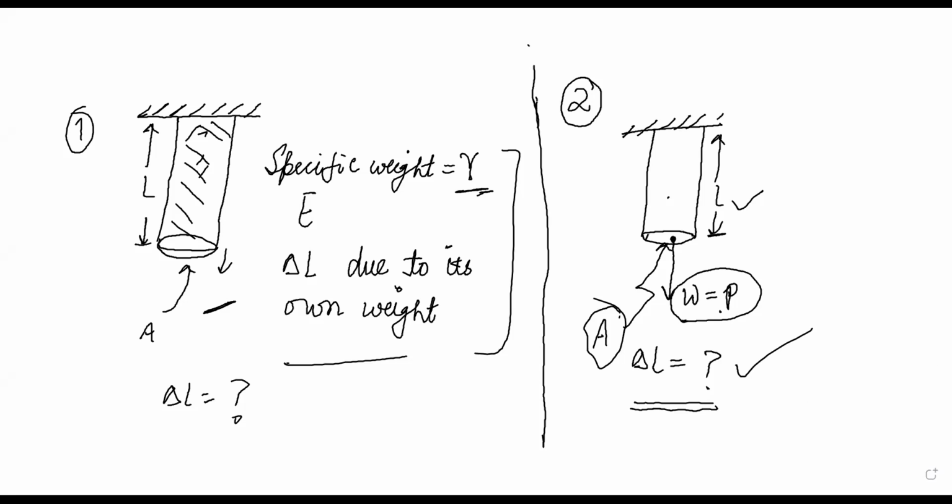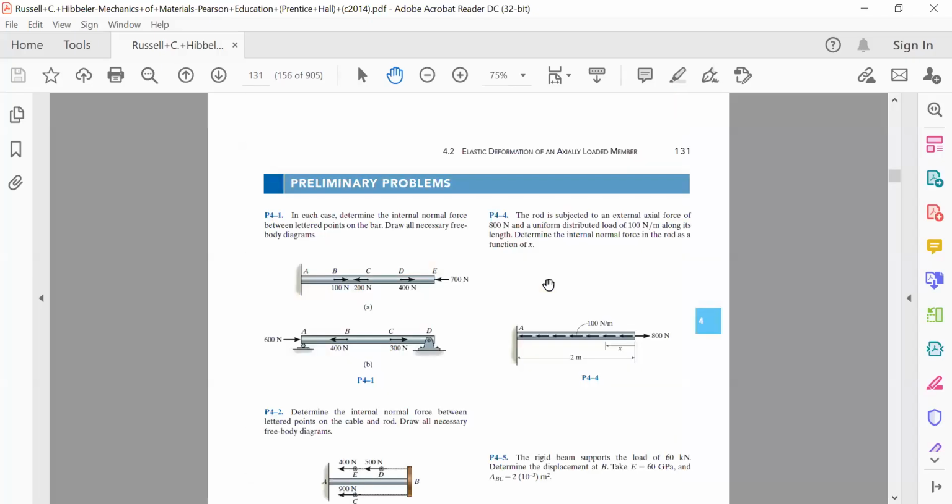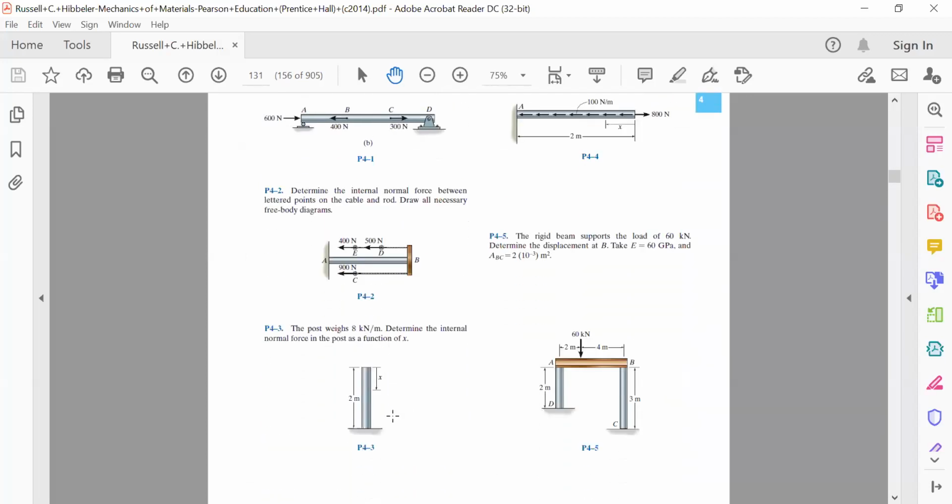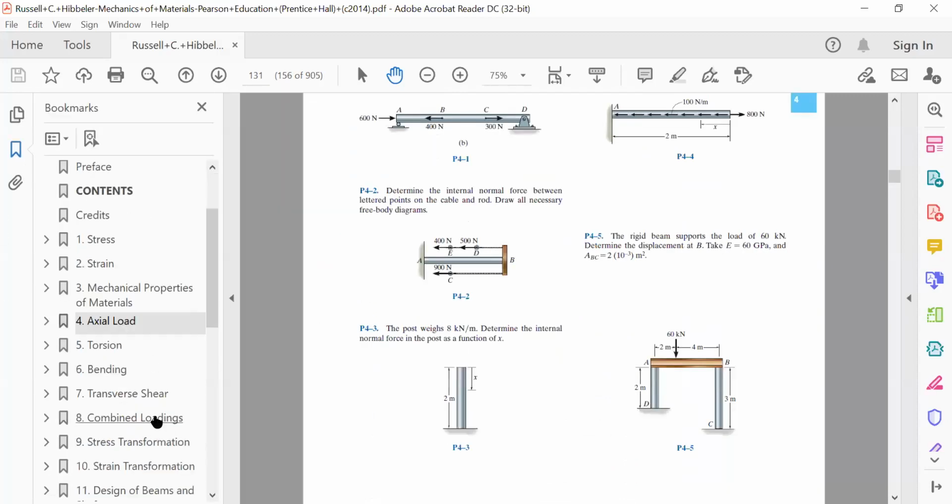Yes, sir. Please solve both the two questions. Now let me return to what I have to tell you. I had given you a few problems that you had to do. Tomorrow I will be solving these preliminary problems, and tomorrow I will be talking more about stress and strain.